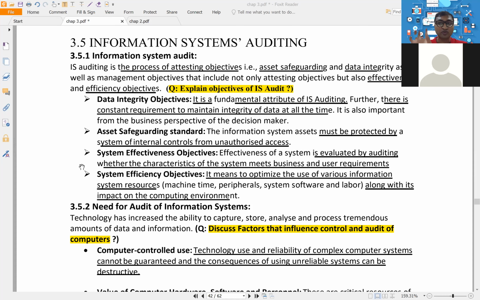So don't mix your audit subject with our information system auditing.